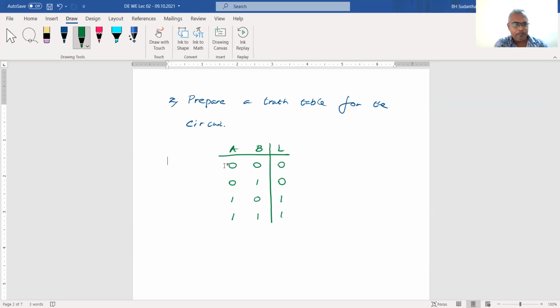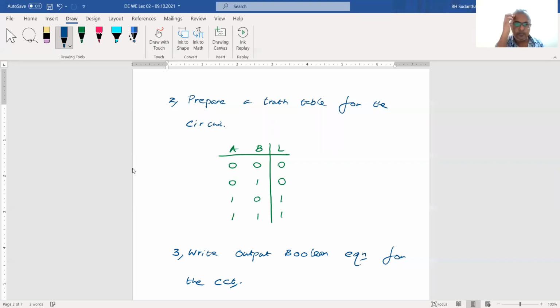The next step is to write the output Boolean equation for the circuit. That's what we have to do. Now we have converted the problem into a table. Now next step, we have to write the output Boolean equation for the circuit.